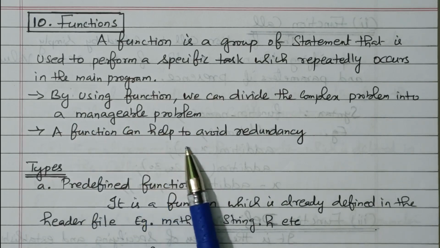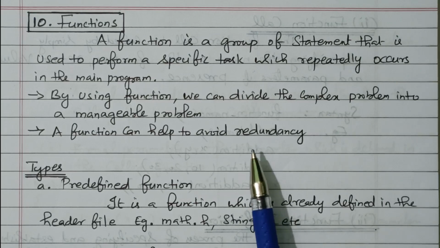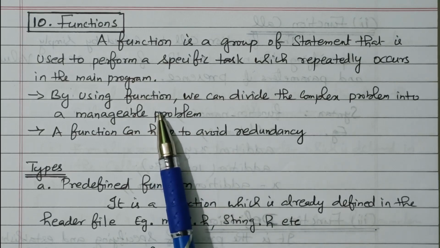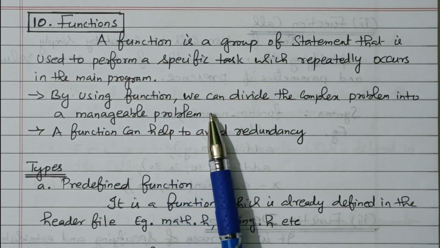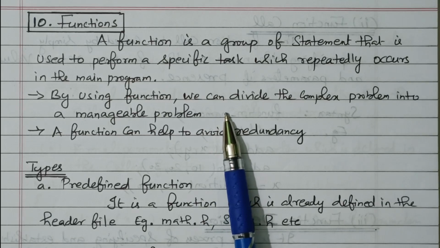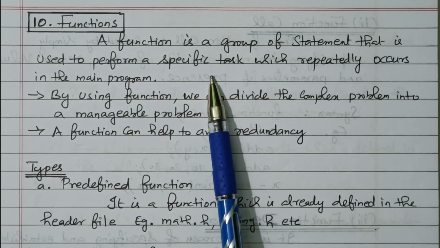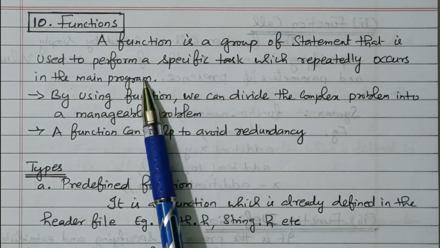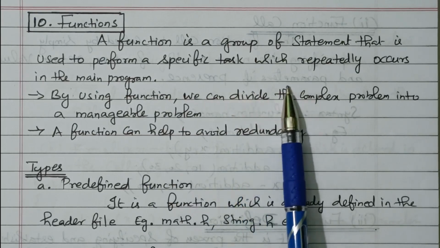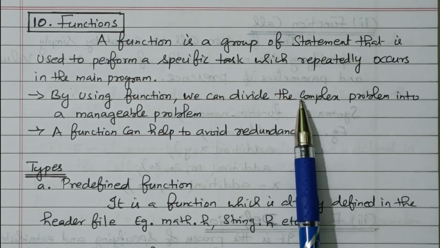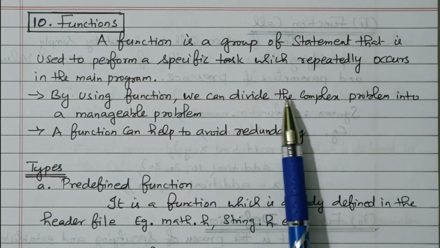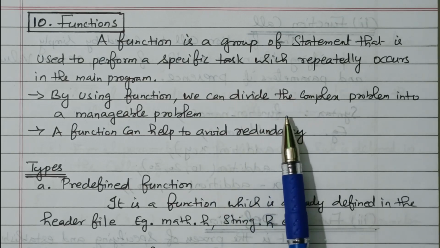A function can help to avoid redundancy. So we know that we have the main program. Suppose the main program is lengthy and complicated, it can be divided into subprograms, functions. The things we repeatedly need can be given as a function. Whenever we need it we call the function so that the specific task will be performed again and again. So we have one main program and n number of functions that perform specific tasks. Whenever we need, we can call the function. That is the advantage of the function.